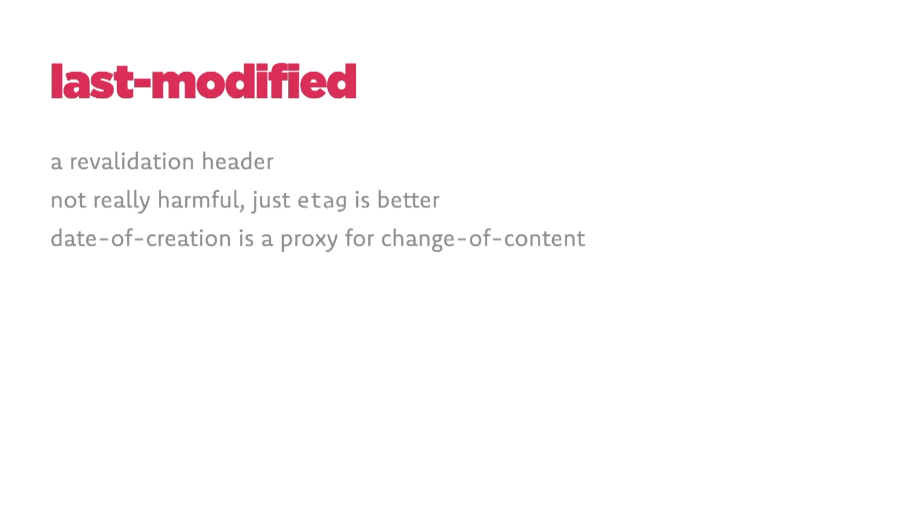So Last-Modified is a revalidation header. Expires is a caching header, Last-Modified is a revalidation header. Again, it's not harmful, but we've got better options or alternatives in ETag. Date of change, and we'll come back to this later in the talk, the date of creation or change of a file is only a proxy for if the file changed.